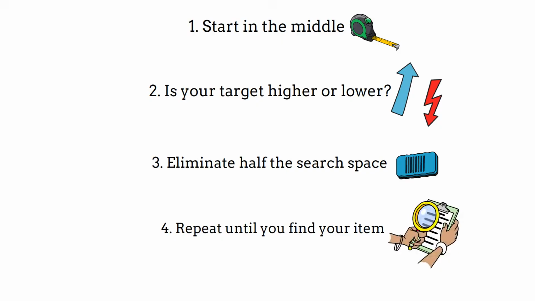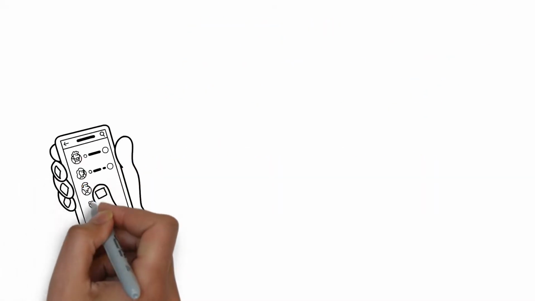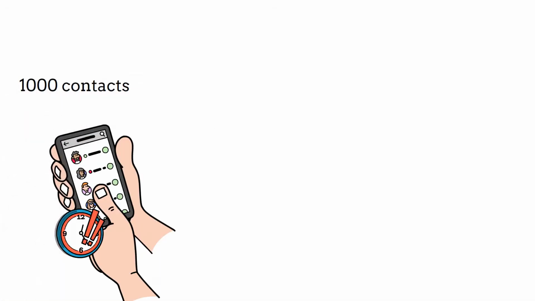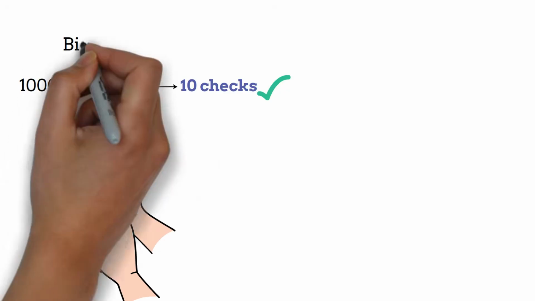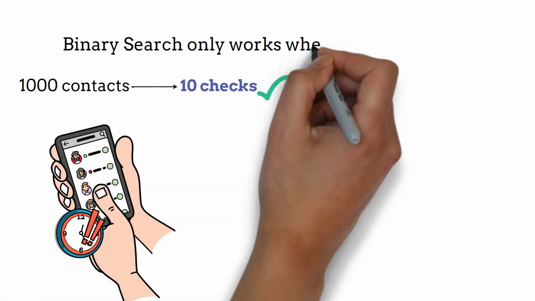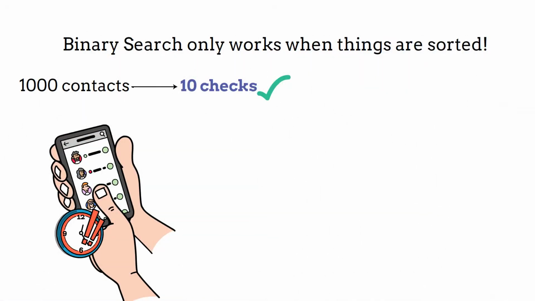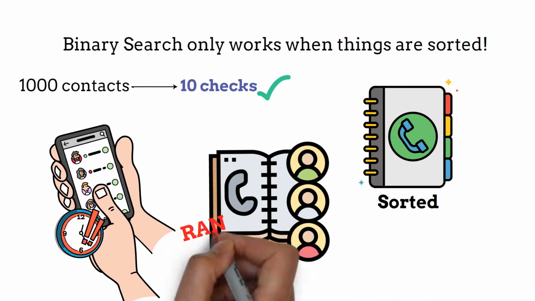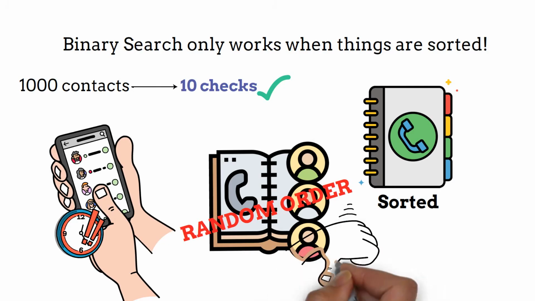This is exactly how your phone finds contacts so quickly. With 1,000 contacts, it takes at most 10 checks. That's why it feels instant. But here's the catch. Binary search only works when things are sorted. It's like trying to use a phone book where pages are in random order. Wouldn't work, right? Let's put them in a race.